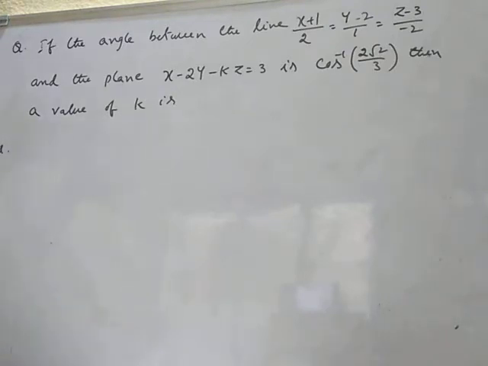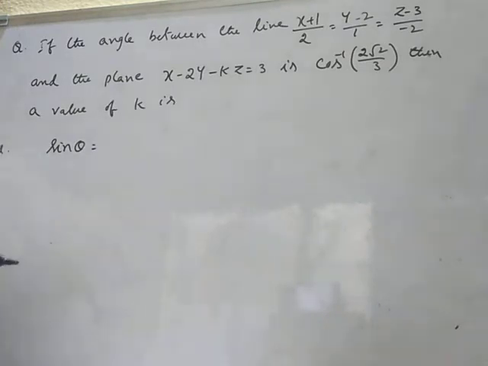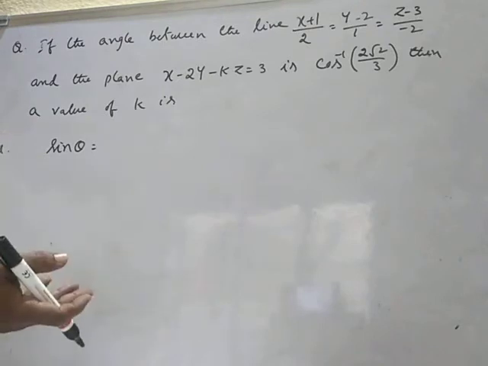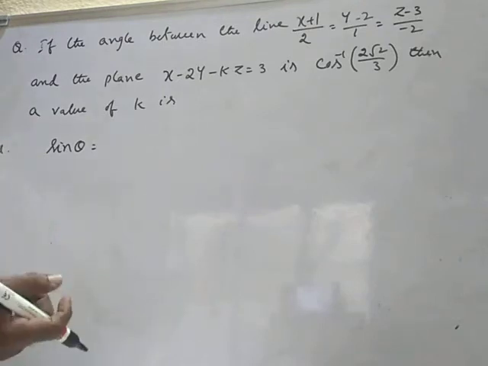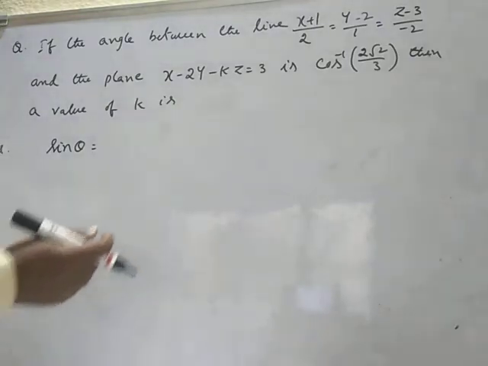But here we find out the angle between the line and the plane. Angle between line and plane: here we use sin theta. If theta is the angle between the line and the plane, then sin theta is equal to a1 a2 plus b1 b2 plus c1 c2 by square root of a1 square plus b1 square plus c1 square into square root of a2 square plus b2 square plus c2 square.